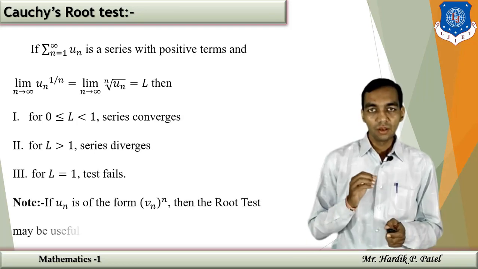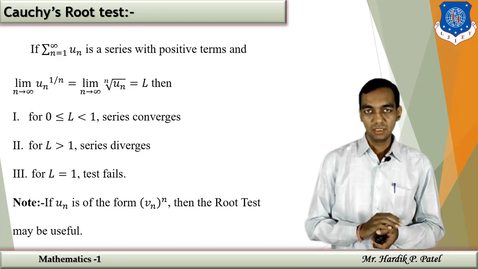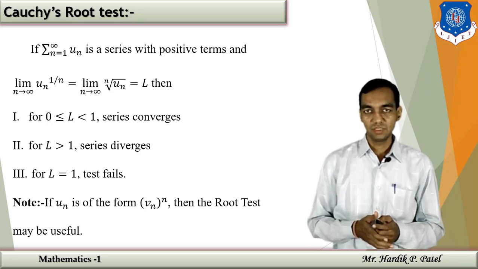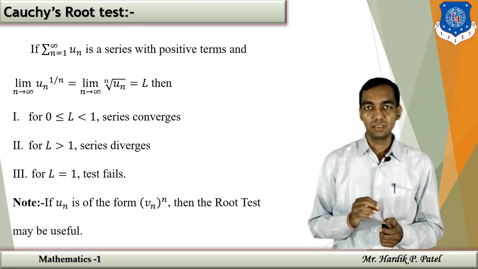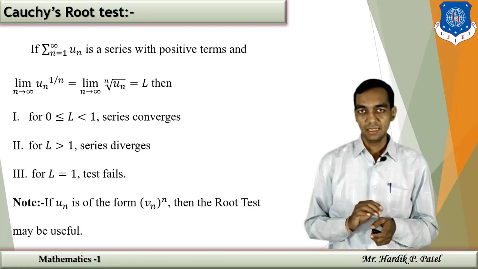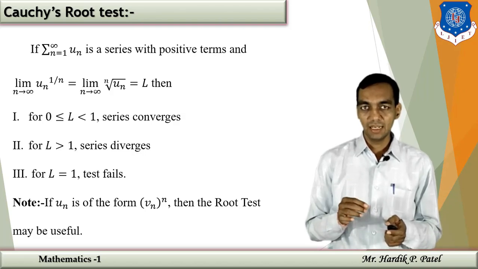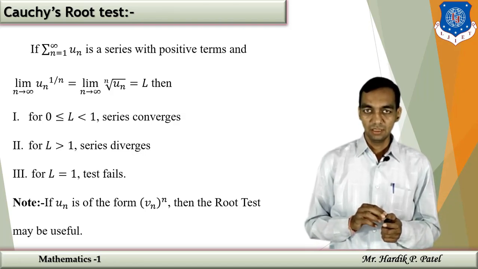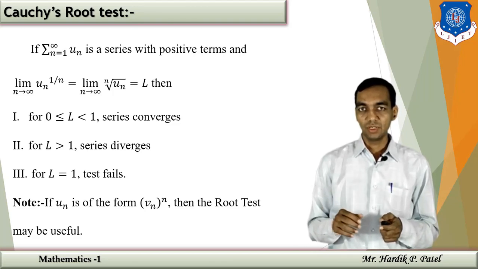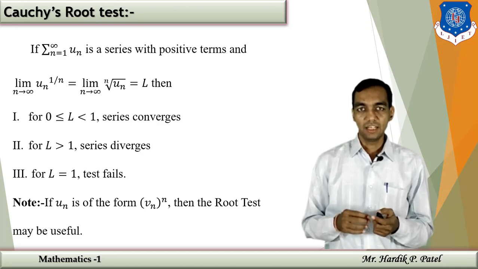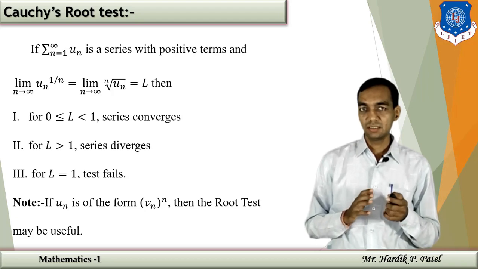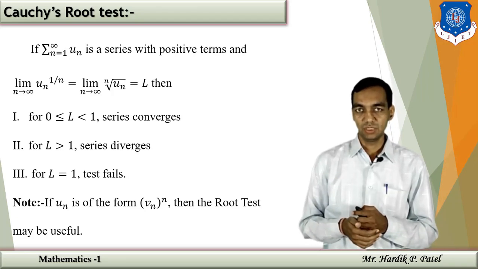Now, starting with Cauchy's root test. Suppose sigma un, where n is running from 1 to infinity, is a positive term series, and if the nth root of un, that is un raised to 1 upon n, has a limit L, then for 0 less than L less than 1 the series converges, for L greater than 1 the series diverges, and for L equal to 1 the test fails. That means you have to apply another test. These are the same conditions as D'Alembert's ratio test.